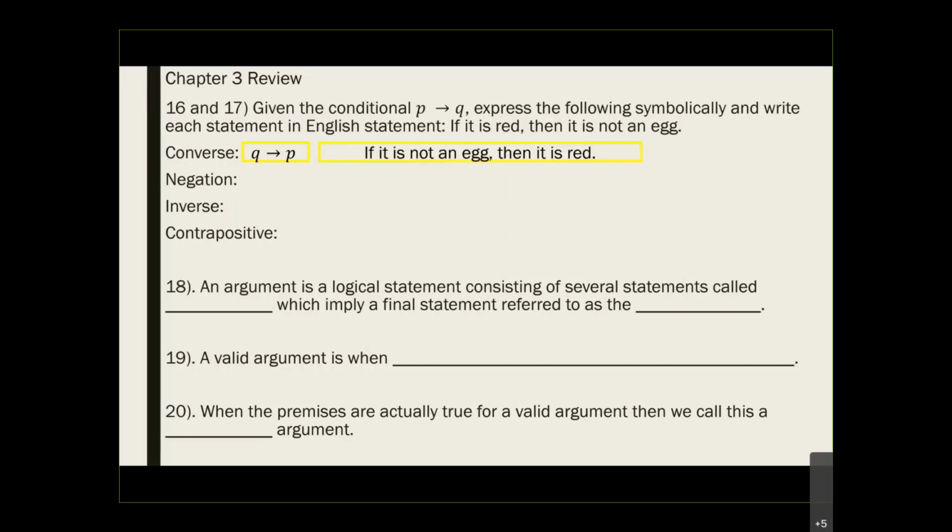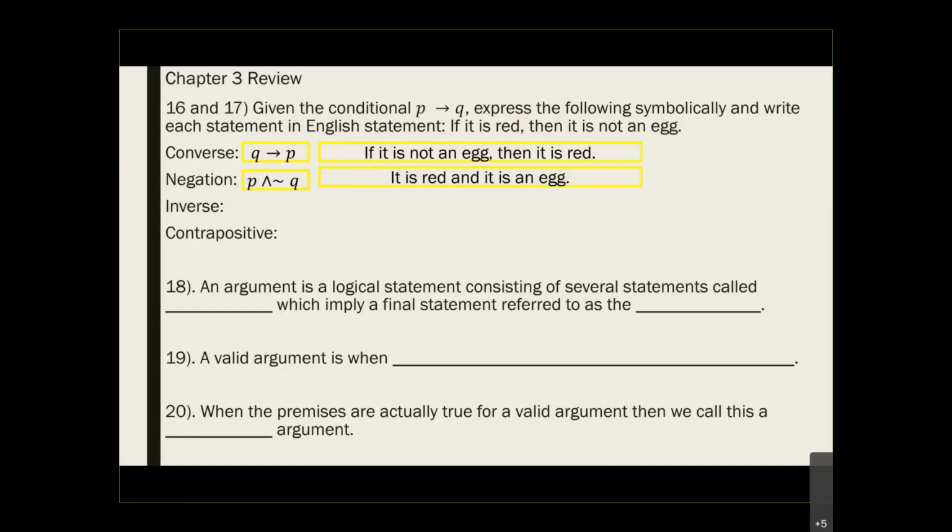What about your negation? To form your negation, reminder, your negation is not an if-then statement. We keep the first one and change it to an and statement, negating the second one. What is my first item? My first item is, it is red. And I negate the second one. Reminder, to negate anything: if your statement has the word not, we take it out; if it doesn't have the word not, we put it in. So it is red and it is an egg. This is your negation, which is P and the negation of Q.